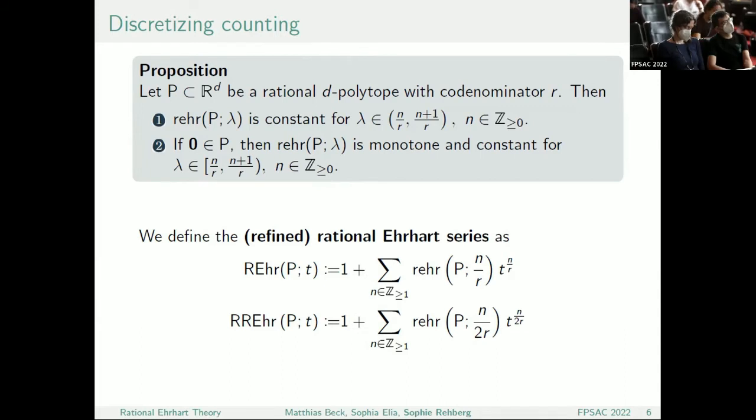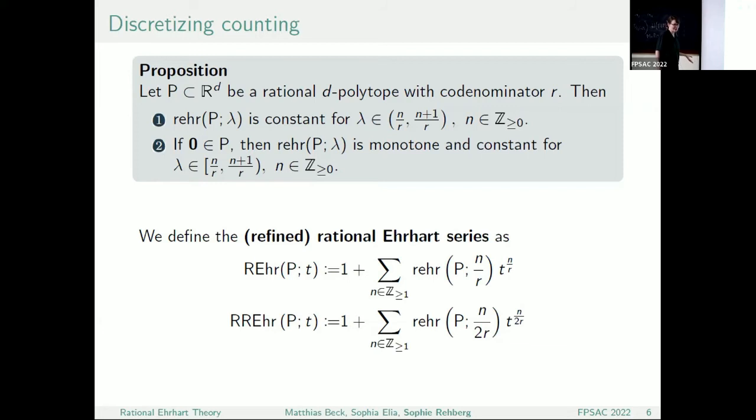And then if the polytope doesn't contain the origin, well, I need more data, right? I need the endpoints of all the intervals. So I still need all the multiples of 1 over r. And I need some value in this open interval. It doesn't really matter which one because it's constant. So we just chose the midpoint, because then we can write the refined rational Ehrhart series as collecting all the data, all the values for multiples of 1 over 2r.